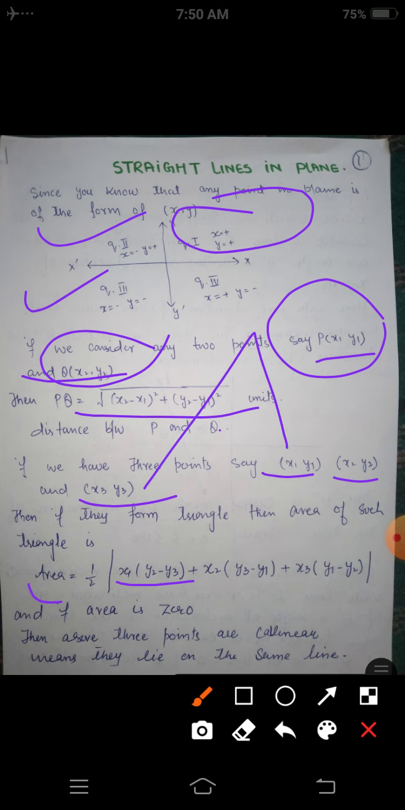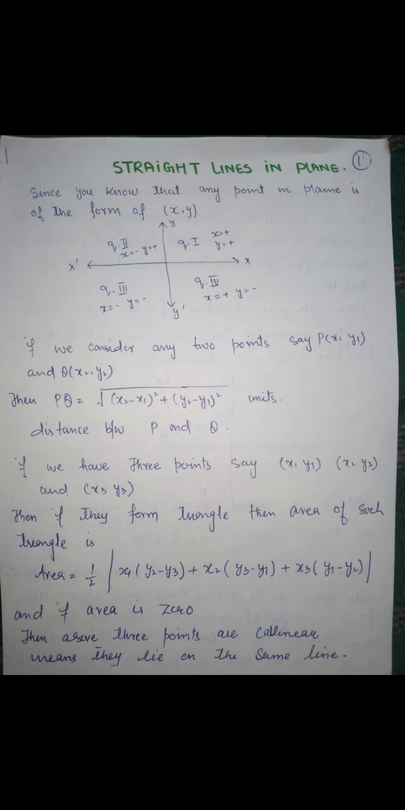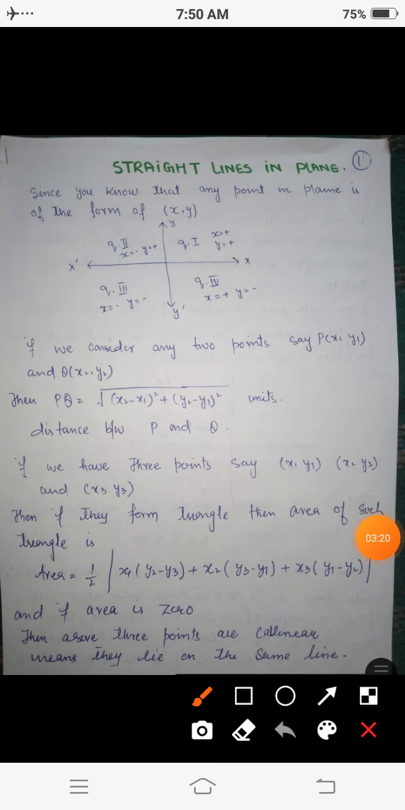When they lie on the same line, they are called collinear points. So simply we can say that collinear points are those points which lie on the same line. Any 2 points in a plane are always collinear, while 3 points may or may not be collinear. It depends upon this condition: if this area is 0, then they are collinear. If this area is non-zero, they are non-collinear, or we can simply say that they form a triangle.